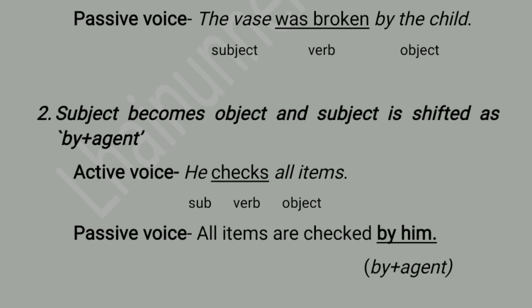He checks all items. So he here is the subject, checks is the verb, and all items is the object. And this sentence is in active voice. We have to change it into passive voice by making the subject become object and object become the subject. Object turns into subject, and all items are. Be verb is used here. Checked by him. By plus agent. The pronoun he is changed into him, and the active voice now becomes passive voice. All items are checked by him.